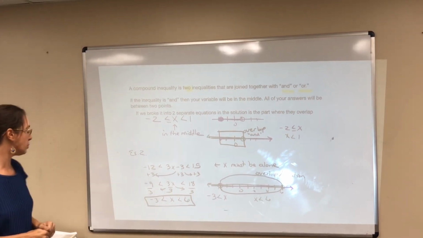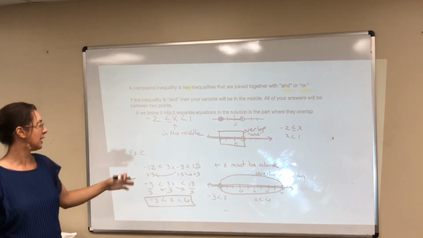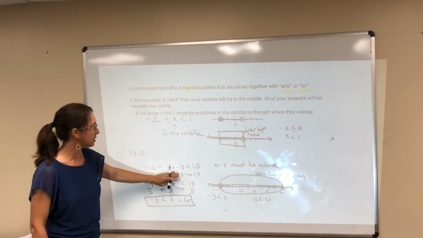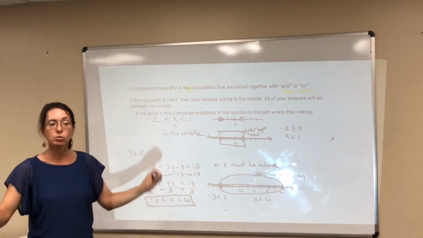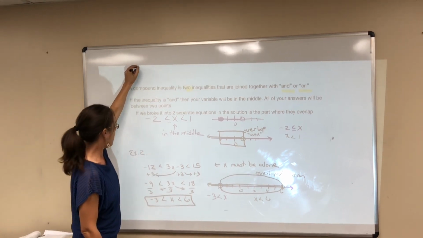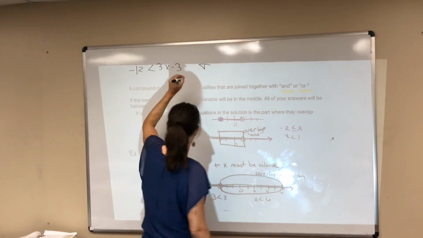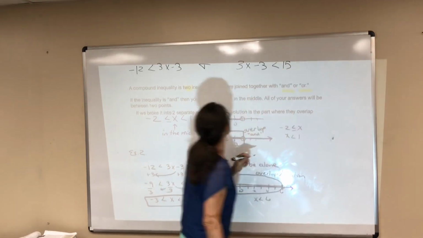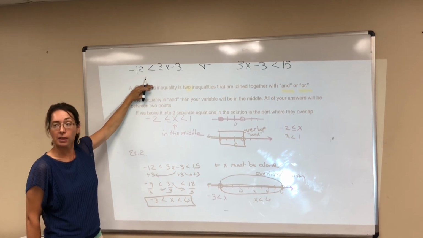So if we solve this one, the thing about inequalities with ands is that they can be done separately. I could rewrite this, so here's my first one. -12 is less than 3x minus 3 is less than 15. This can be rewritten as two separate inequalities and solved separately. It could be -12 is less than 3x minus 3 and 3x minus 3 is less than 15. It is perfectly acceptable to solve them as two separate ones, if you would like.